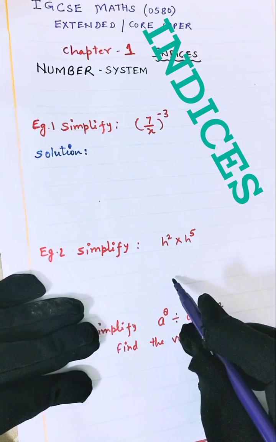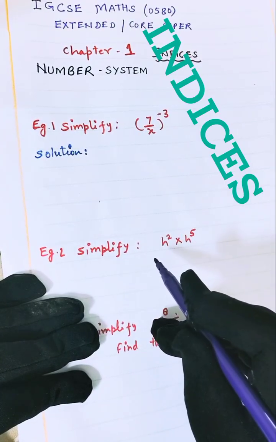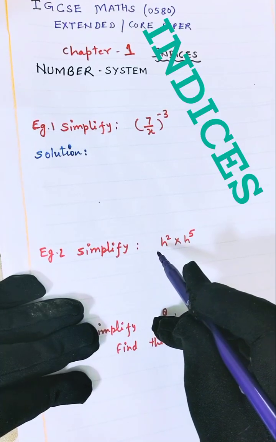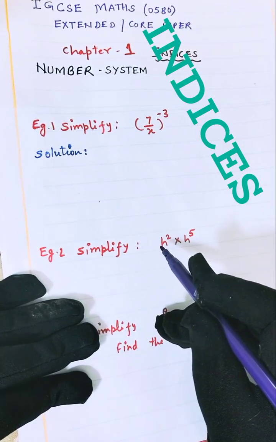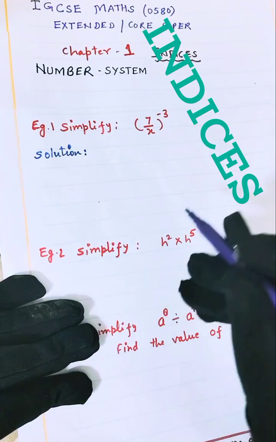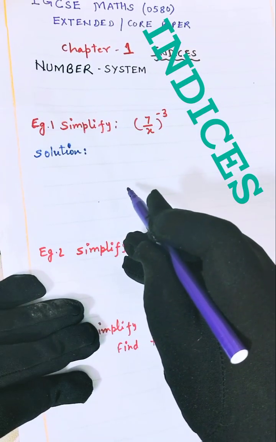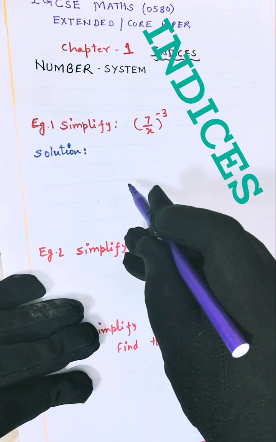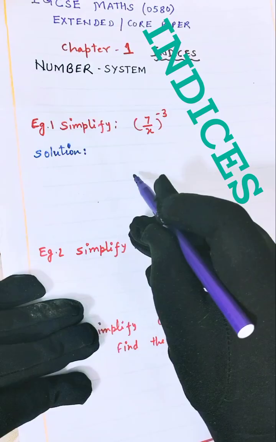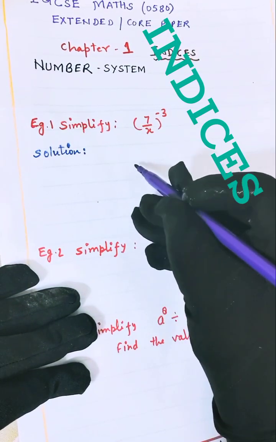Guys, as you know very well, we are studying the IGCSE Maths 0580 extended paper nowadays. Chapters 1 and 2 are almost finished, only the indices topic is left. In the previous video, we studied the laws and formulas of indices. Today we are taking Chapter 1, number systems, indices: problems based on indices in the number system. See question number 1.